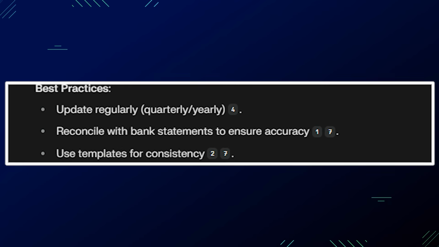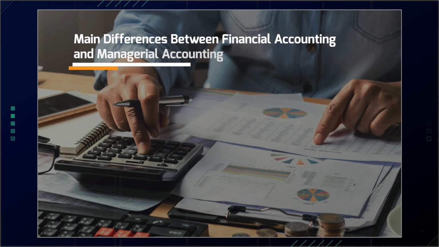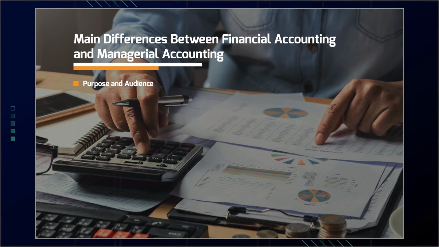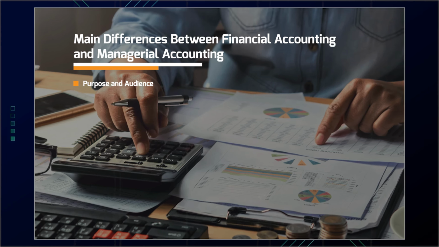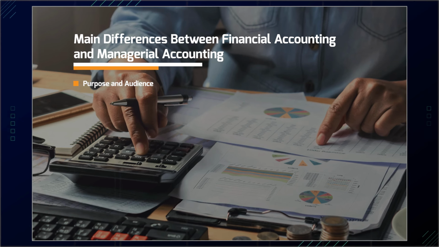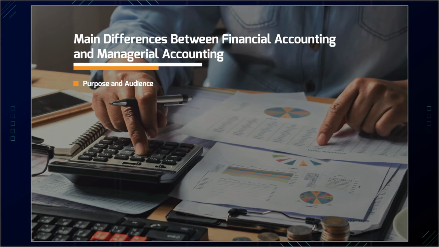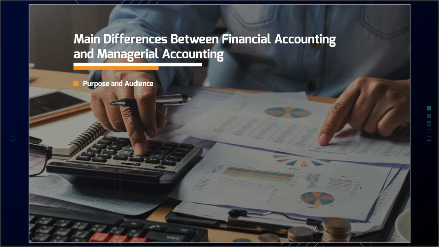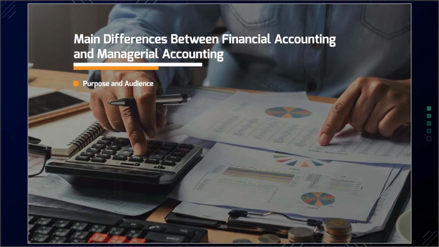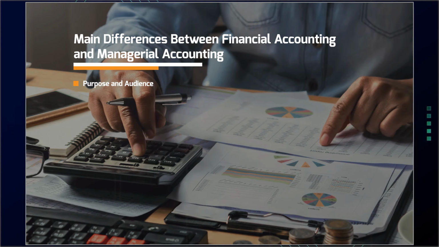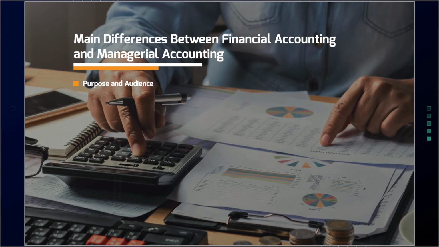Now, here are the main differences between financial accounting and managerial accounting. In regard to purpose and audience, financial accounting focuses on external stakeholders, investors, regulators, and creditors by producing standardized reports like income statements and balance sheets. Managerial accounting serves internal decision makers like managers and executives with operational insights, forecasts, and performance analysis.